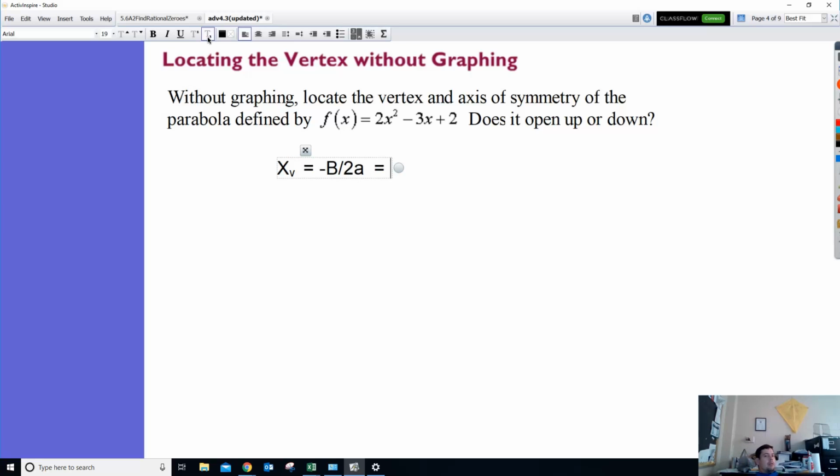I don't feel like showing the work for that. What are you going to get? 3/4. All right, it did tell us to locate the vertex and axis of symmetry. We haven't actually found the vertex. We found x. We also need y. How do you get that y value? Plug it in.